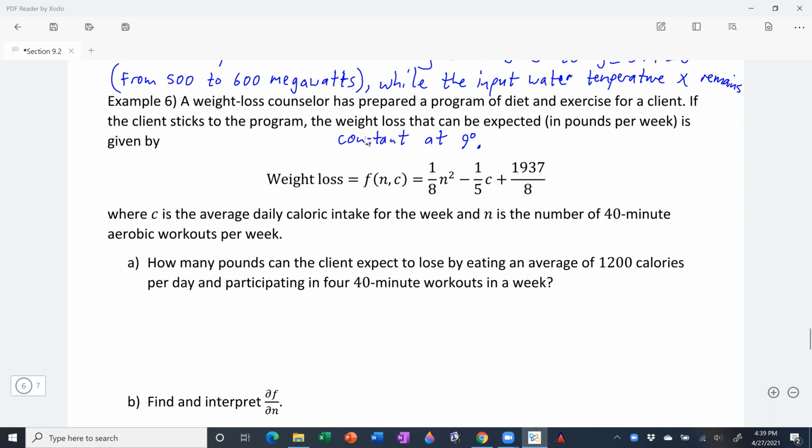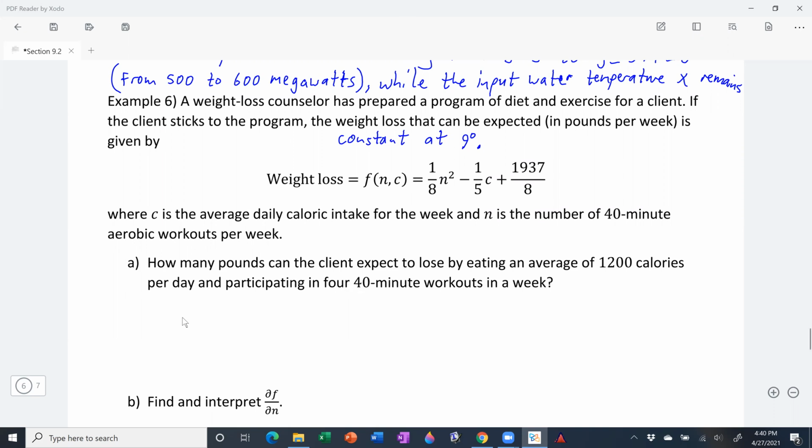Okay, the weight loss that can be expected in pounds per week is given by f of n comma c equals 1/8 n squared minus 1/5 c plus 1937 over 8, where c is the average daily caloric intake for the week, and n is the number of 40-minute aerobic workouts per week. So it makes sense that weight loss you can really determine fairly accurately just based on the number of workouts and average daily calorie intake.